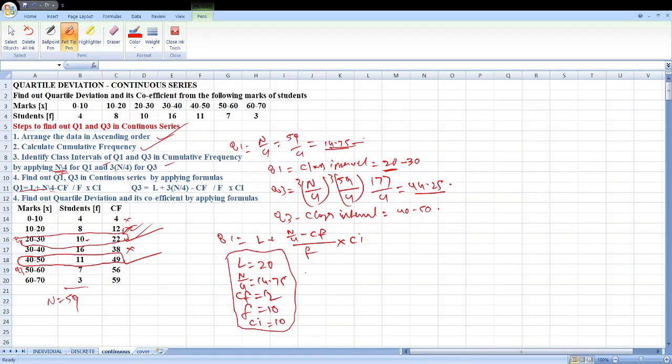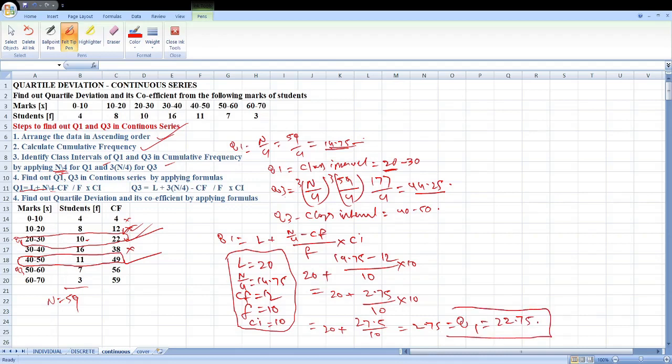Okay, students, now you have to put these into the formula. 20 plus (14.75 minus CF, which is 12) divided by the frequency 10, into 10. That comes to 20 plus 2.75 divided by 10 into 10. So 2.75 into 10 is equal to 27.5 by 10. If you divide 27.5 by 10, that comes to 2.75. So Q1 is equal to 22.75. This is the answer, my dear students, Q1.